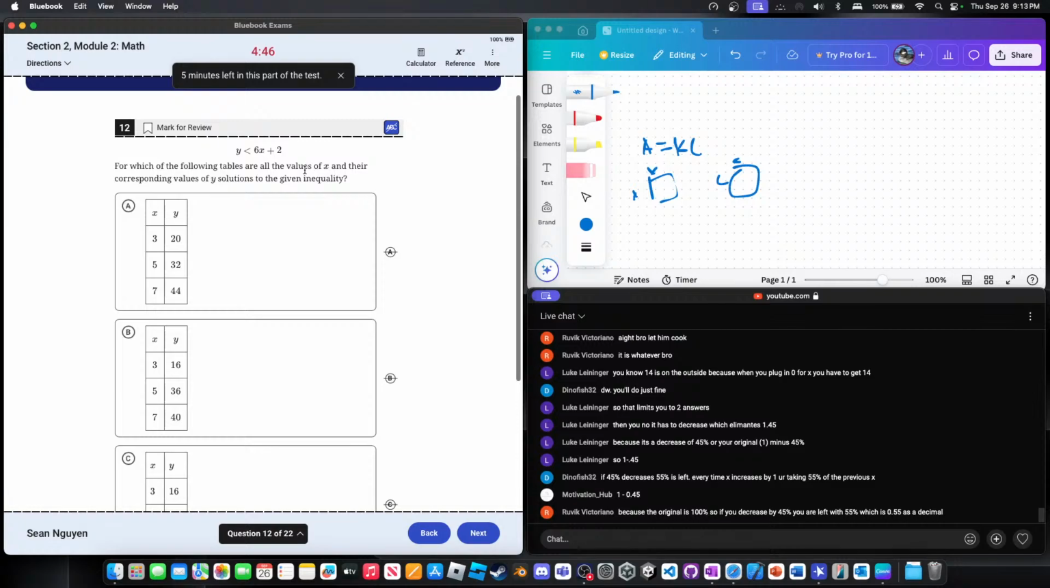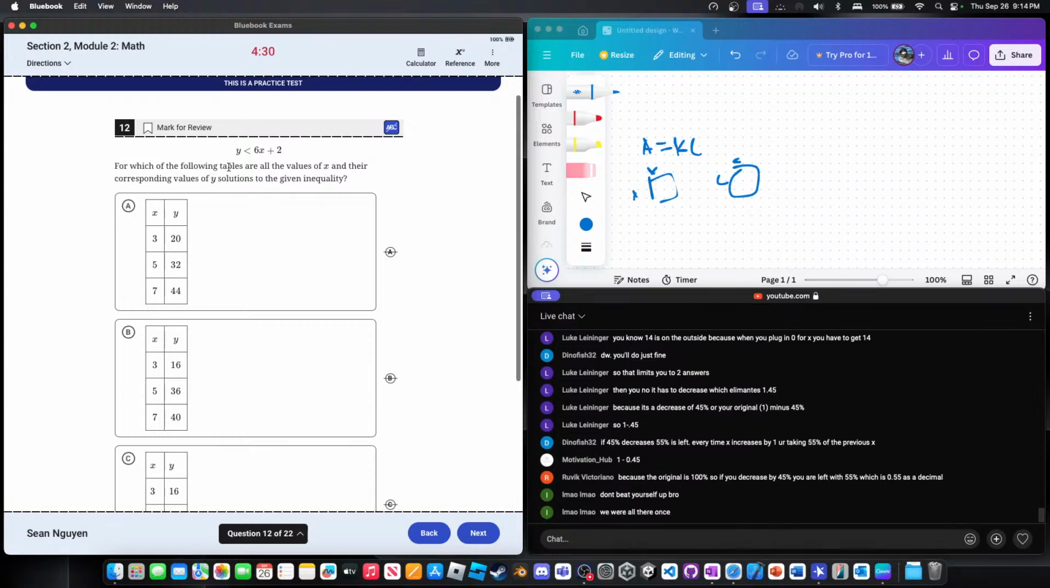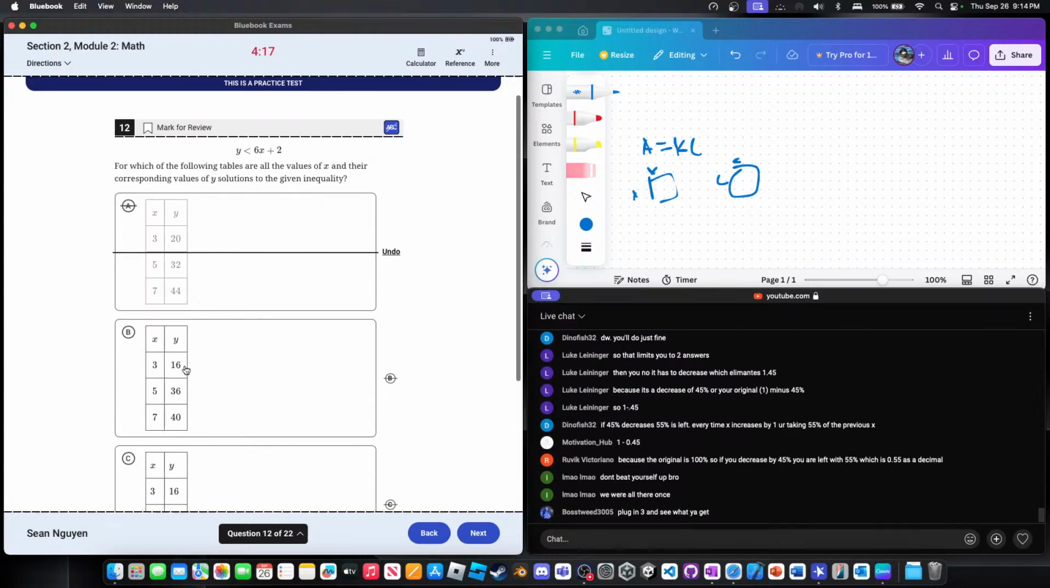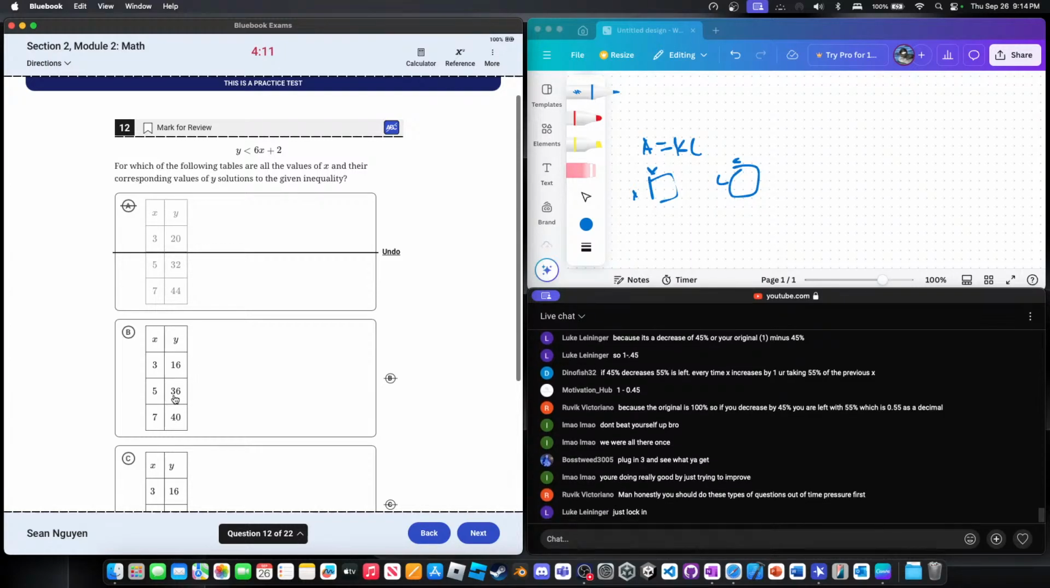Okay, for which of the following tables are all the values of x and their corresponding values of y solutions to the given inequality? Okay, so let's just plug them in. 20, 18. That's not right. 18, 16 is less than, that's 1. 30, 32, that's 1. 42, let's look at that one.